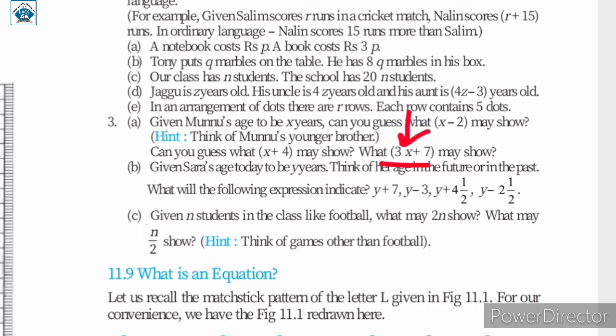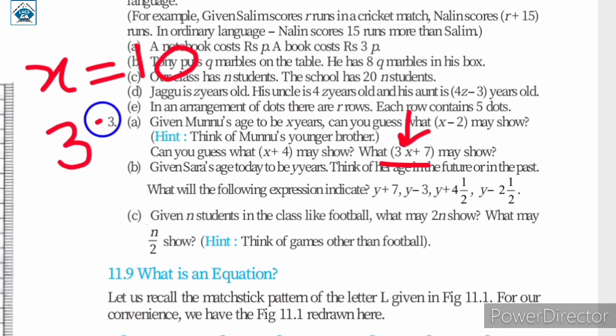3 times x plus 7. Simply consider the example of x is equal to 10. यानी कि x अगर 10 है तो 3x plus 7 क्या होगा? 3 multiplied by 10 which is 30, plus 7, that is 37. So it is a greater age. We can easily say that 3x plus 7 may show his mother's age.